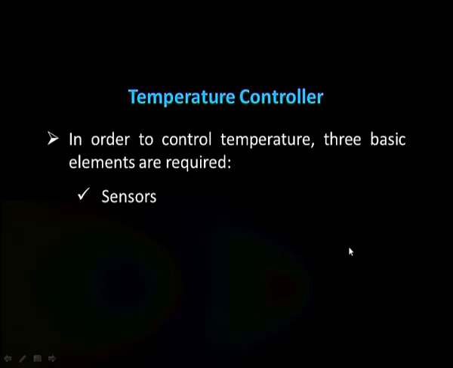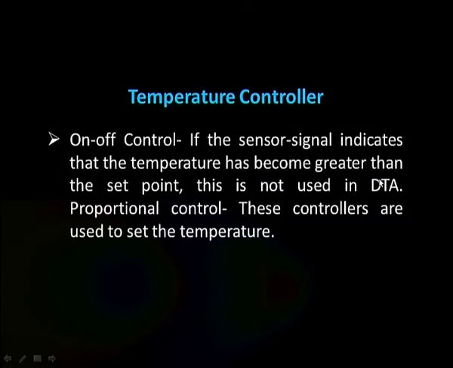Temperature controller. In order to control the temperature, three basic elements are required. First, sensors, second, control element, and third, heater. On-off control: if the sensor signal indicates that the temperature has become greater than the set point, this is not used in DTA. Proportional control. These controllers are used to set the temperature.